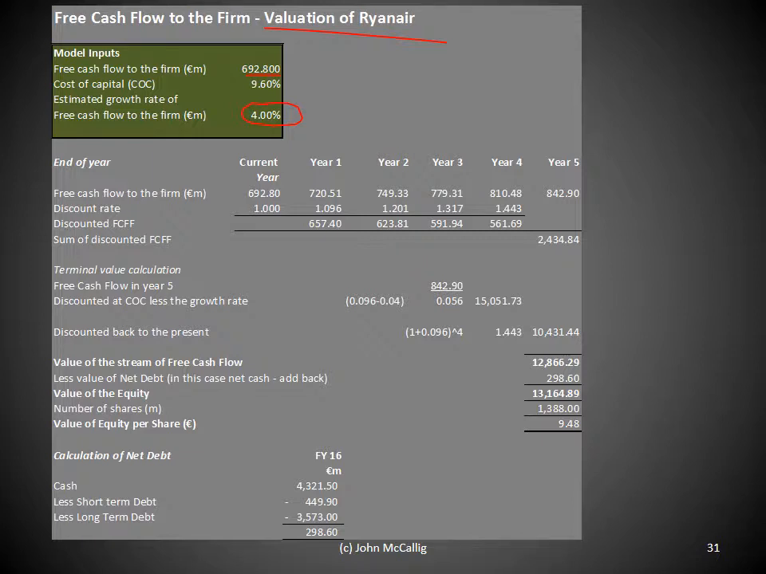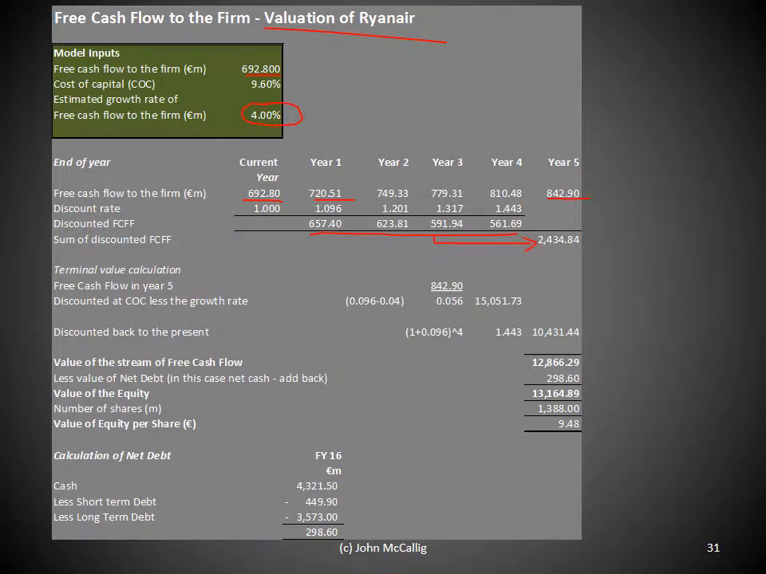So we start off with 692.8, our current cash flows. We grow them at 4% to 720, up to 842.9 in year 5. We use the weighted average cost of capital discount rate to discount those cash flows back to the present, and then we add up the discounted cash flows to give this figure here.